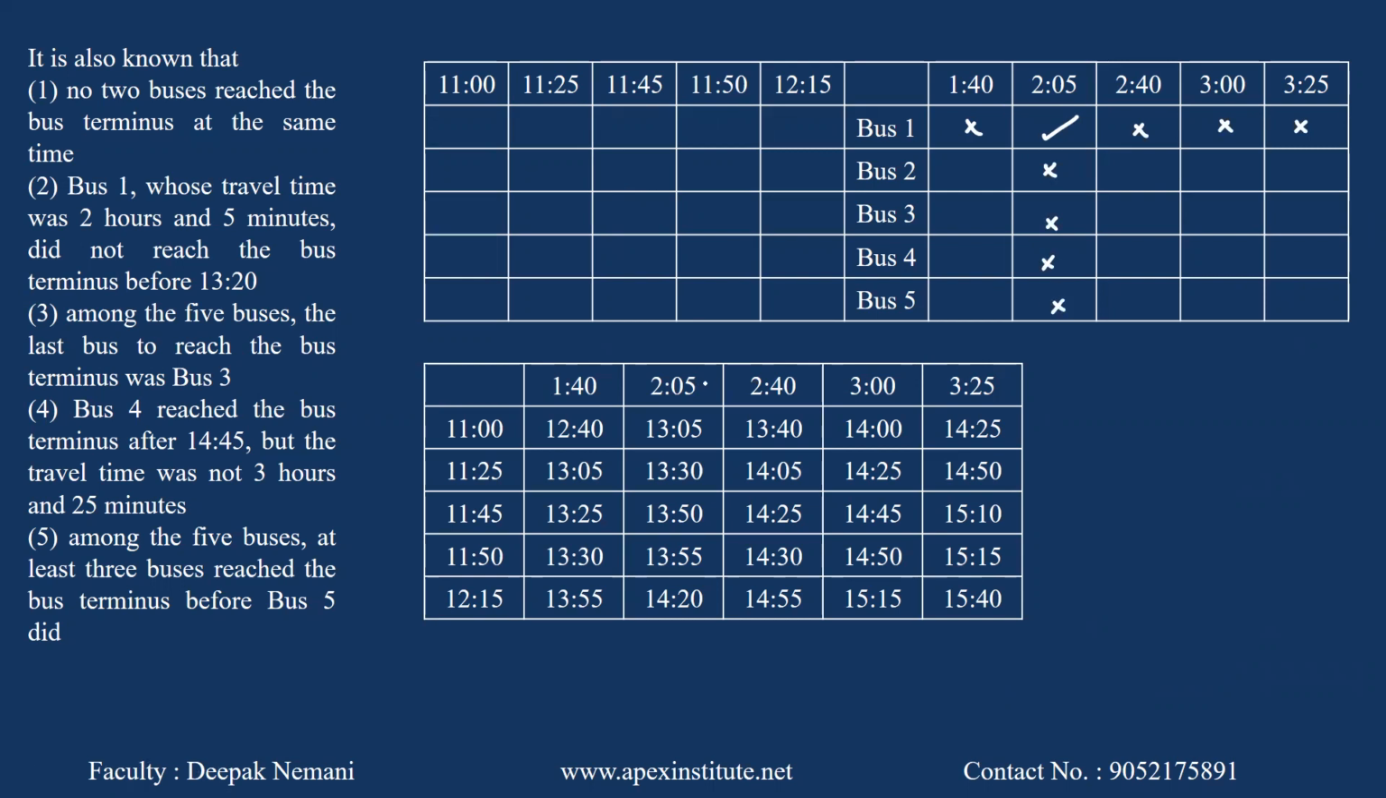Did not reach the bus terminus before 1:20 or 13:20. So 2 hours 5 minutes. So the reaching time of the bus could be 13:30, 13:50, 13:55 and 14:20 depending on the starting time of the bus. But it could definitely not be 13:05. So from here I can say that bus 1 did not start at 11 a.m.